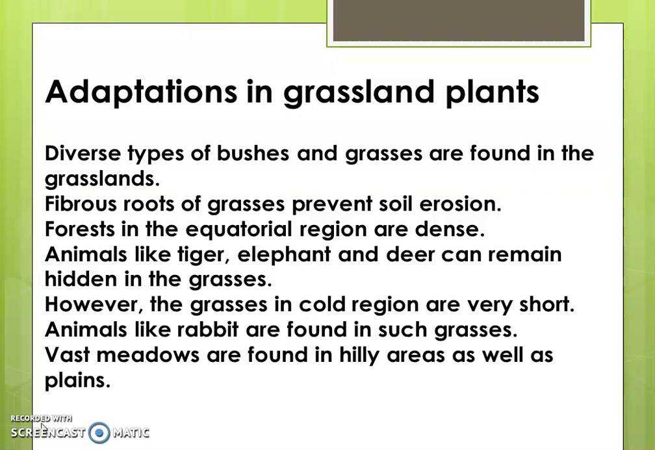Now, diverse types of bushes and grasses are found in the grassland. So there is a huge variety of bushes and grasses also. Some are tall, some are short, some are dense, some are very sparse. So fibrous roots of grasses prevent soil erosion. Now these grasses have roots in the form of fibers. Why? Because it helps prevent soil erosion.